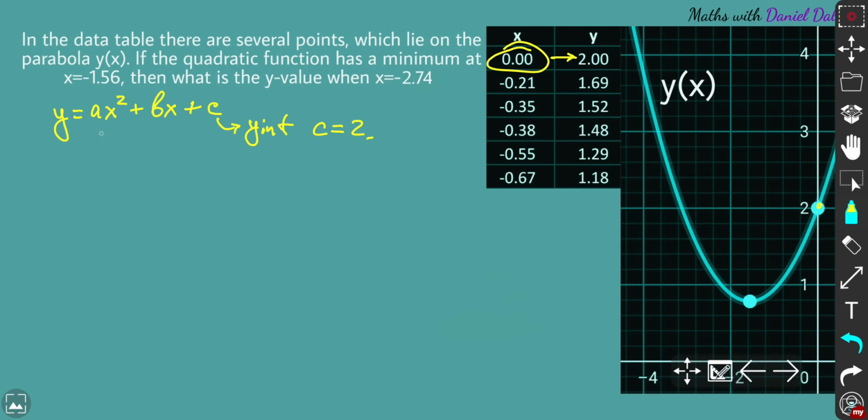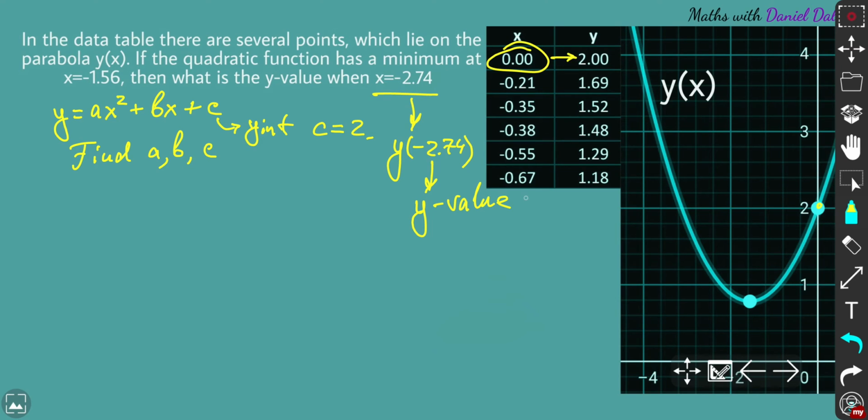So the idea is to find a, b, and c, and establish their equation. You can just plug x equals negative 2.74 into the equation of the parabola if you find all the coefficients, and that's how you can get the y value corresponding to that x coordinate. So that's the straightforward and classical way.